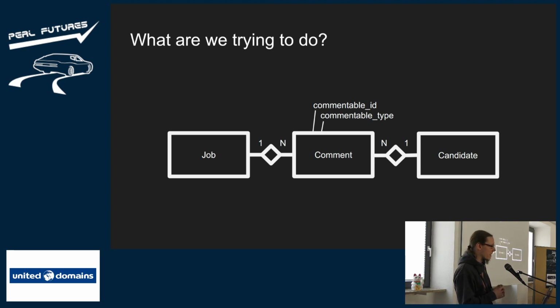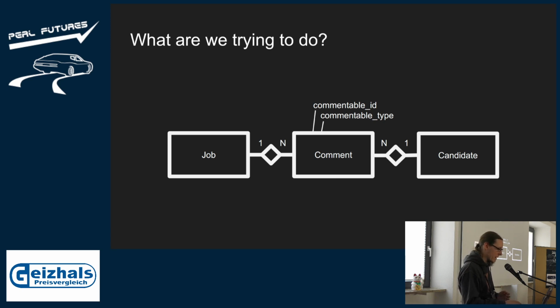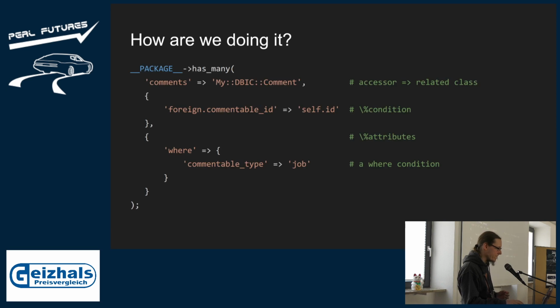Well, yeah, so it's got a one-to-many relationship between jobs and comments, and a one-to-many relationship between candidate and comment. But how do you do that in code? It's a bit weird. Well, I'm going to have to make my own slides bigger to look at this.